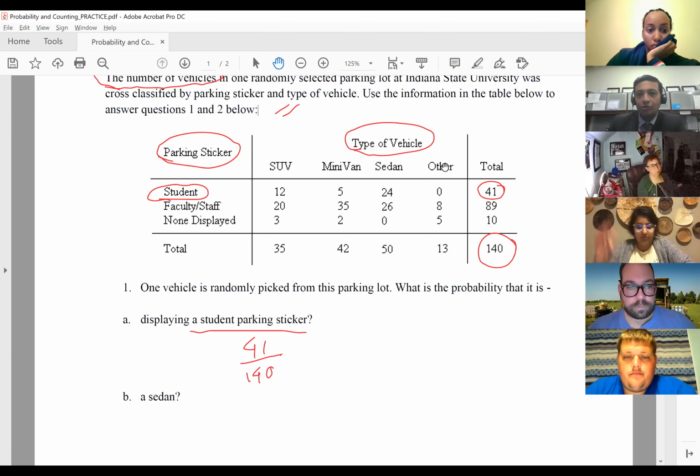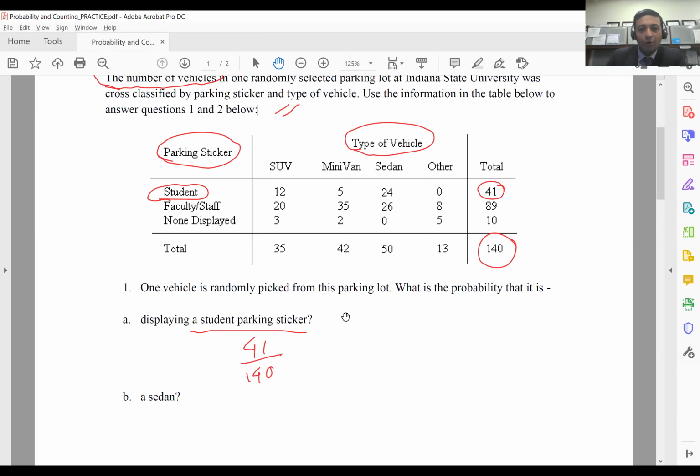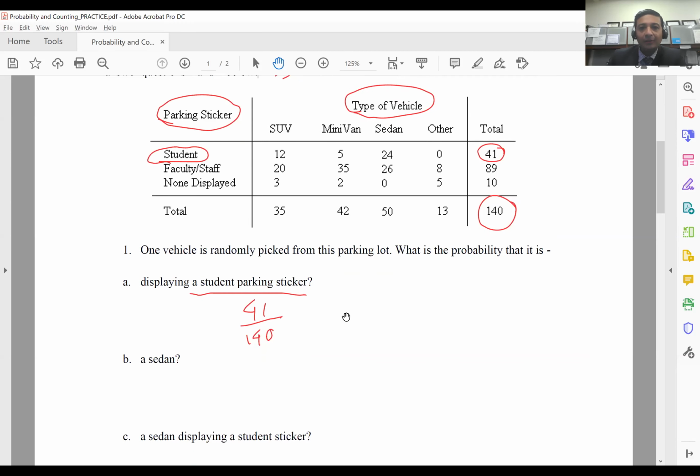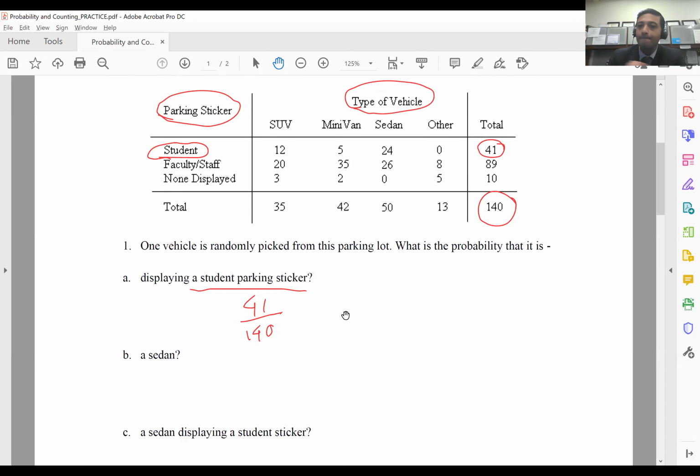So on that same note, what's the probability that a randomly picked vehicle would be a sedan? 50 out of 140, because you're looking into just a sedan. Doesn't matter what kind of parking sticker is going with it. It's just a sedan. So there are 50 sedans. So 50 out of 140.